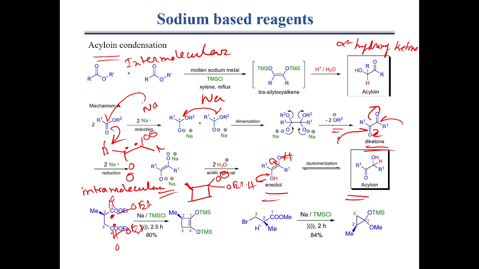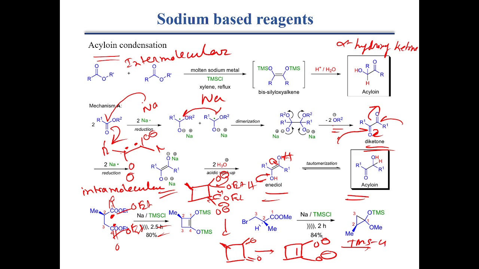O minus OEt. O minus OEt. Further, OEt will leave. That will give this diketone. So now this diketone further reacts with the sodium and forms a bond. This will form. So now in presence of TMS chloride, this O minus will react with TMS chloride. It will react this way, and chloride will leave and form this di-TMS protected compound.